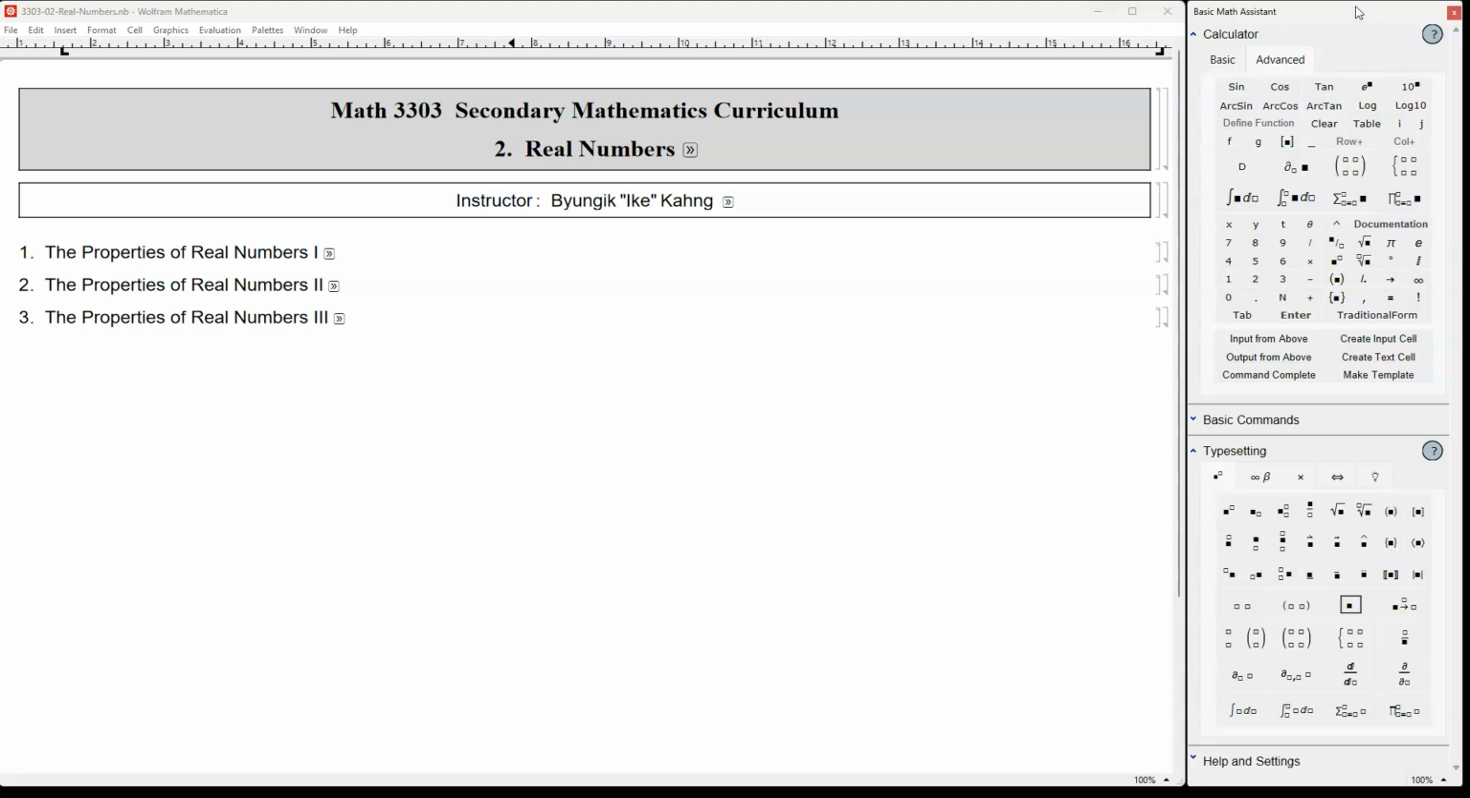Hello students, welcome back. Previously we completed up to section 2. Now let's go to section 3.